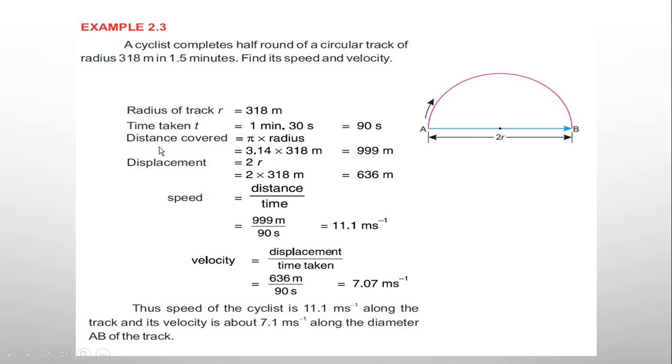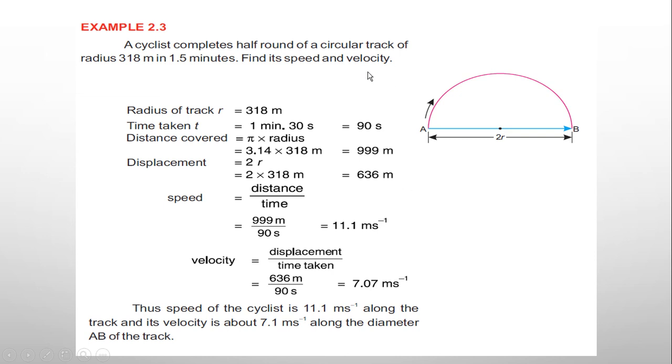So I will calculate the distance by using this formula, 3.14 multiplied by 318 meter, which is 999 meter. So this is the total distance covered by the cyclist. So we can find out the speed here. Speed is described as distance divided by time. Time is here, distance is here. So simply put the values here, you will get the speed as 11.1 meter per second.